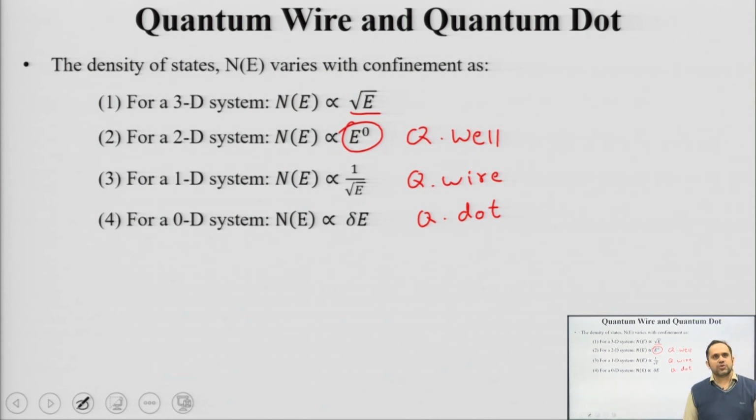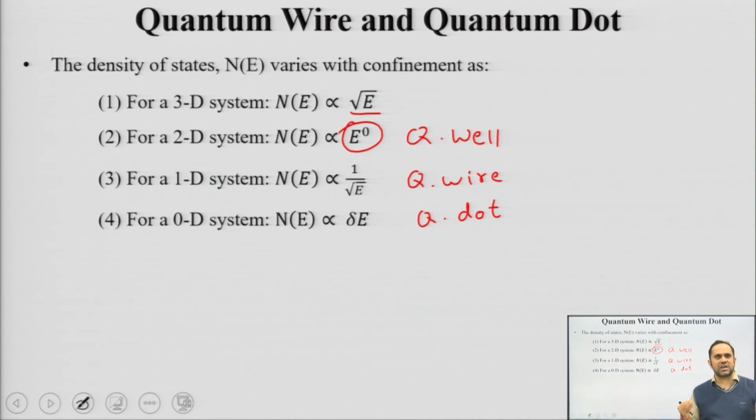Okay. So, with the dimensions, the number of available states goes down, and we know that the carrier concentration is obtained by multiplying two things: density of states and probability of electron occupancy. If the density of state is varying with energy, the carrier concentration is also going to vary. Okay. So, in these dimensions you are going to have different values of carrier concentration.